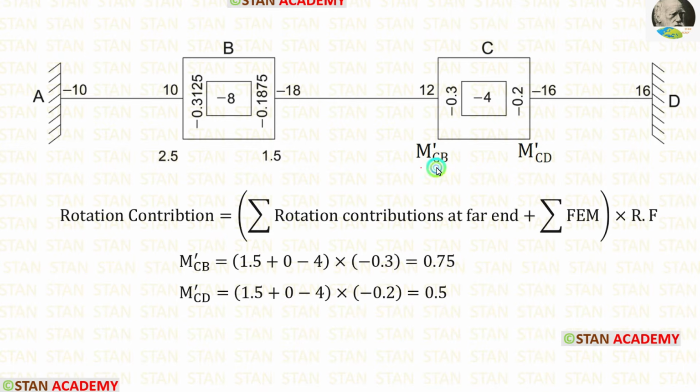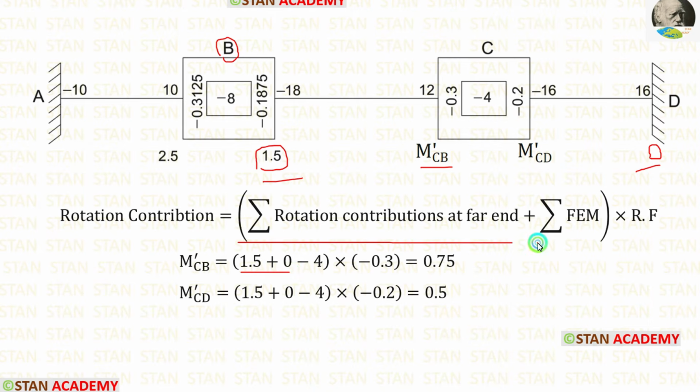Now let us calculate m dash CB. The rotation contribution in the joint B is 1.5 and the rotation contribution in the point D is 0. So for the summation of rotation contributions at far end, we are having 1.5 plus 0. The summation of fixed end moments is minus 4. The rotation factor for CB is minus 0.3. Finally, for m dash CB, we are getting 0.75.